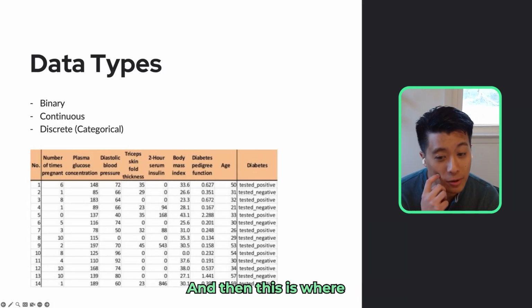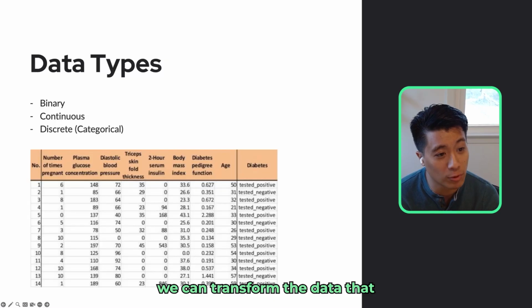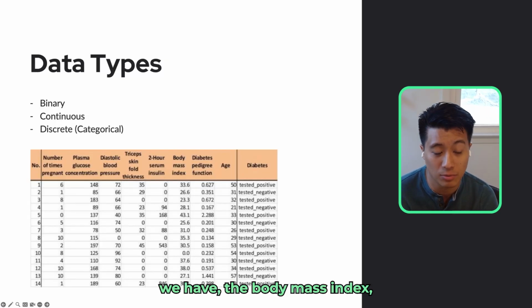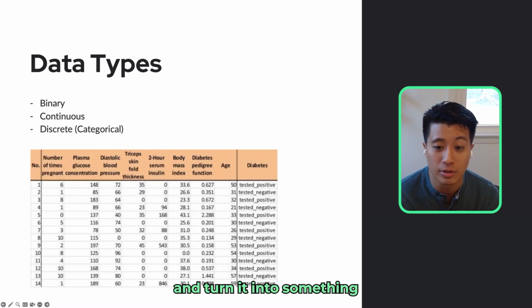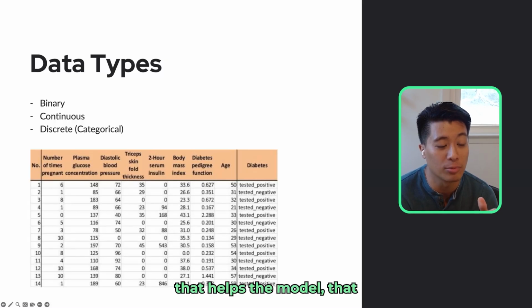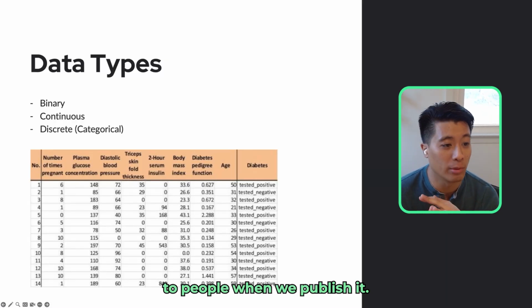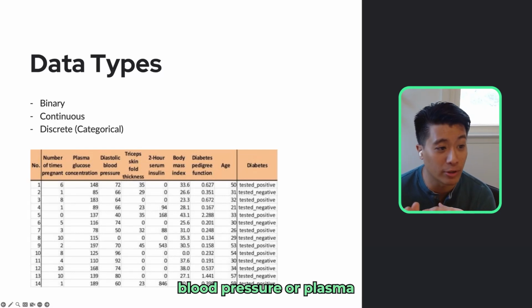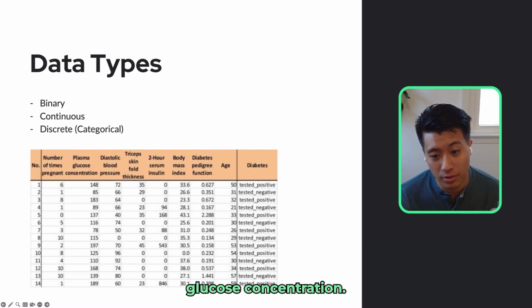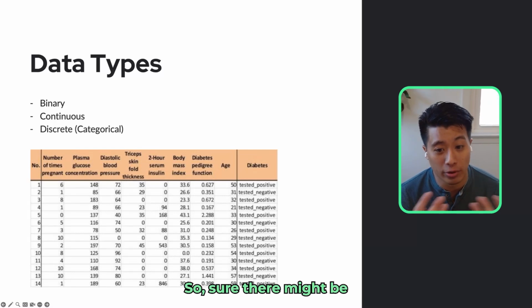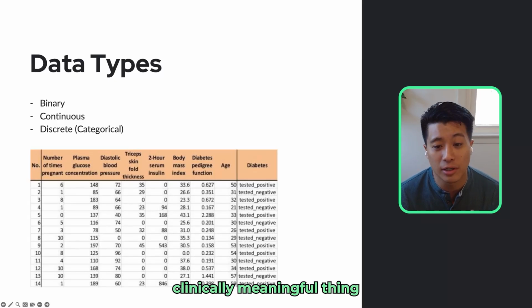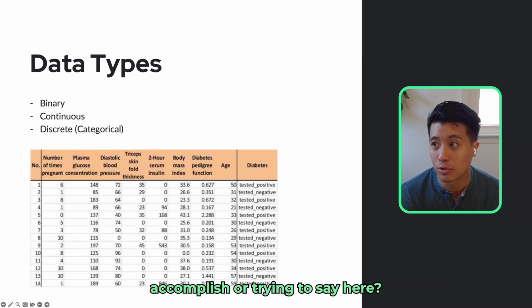And then this is where transformation comes in, because we can transform the data that we have, the body mass index, which is a continuous feature, and turn it into something categorical, if that is something that helps the model, that helps us describe our data to people when we publish it. Same thing with diastolic blood pressure or plasma glucose concentration. So sure, there might be categories, but what is the clinically meaningful thing that we're trying to accomplish or trying to say here?